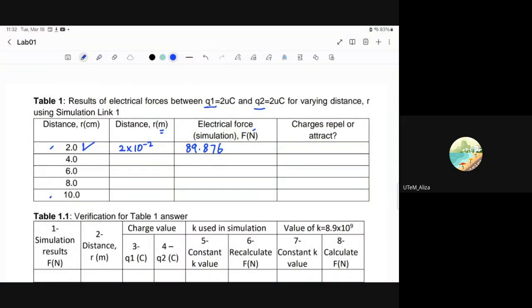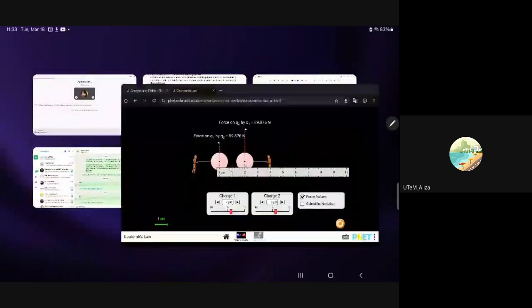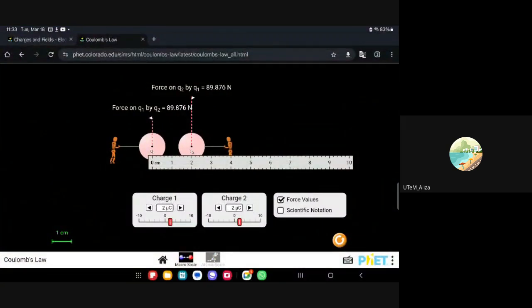Are the charges repelling or attracting? You know both are positive charges, meaning it has to repel. However, you may also go to the simulation just now and observe. So you can observe that those two small persons there are actually holding or stopping Q1.